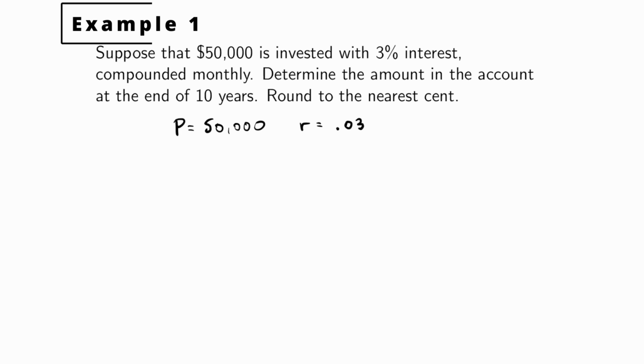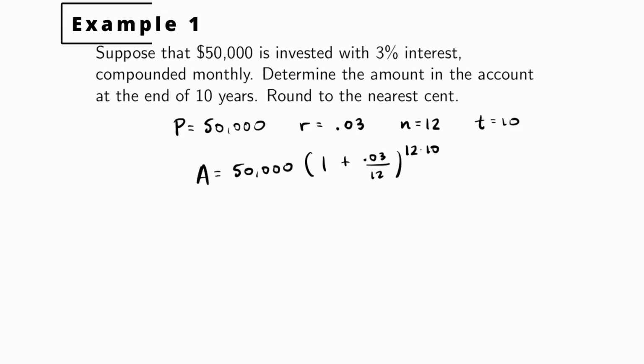Now it says compounded monthly, so that means we have n equals 12. So A is just going to be 50,000 times 1 plus r over n, so 0.03 over 12, and then it's to the nt power. So n is 12. We wanted 10 years. Sorry, I didn't write down t equals. You can write down t equals 10 over here.